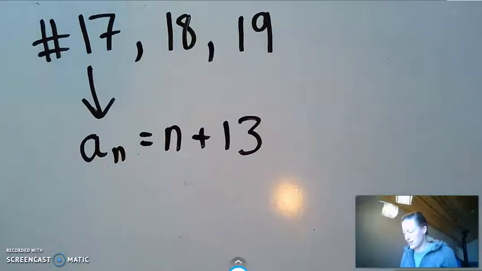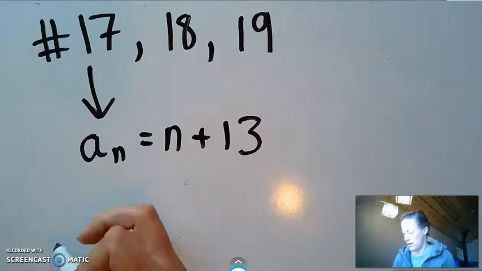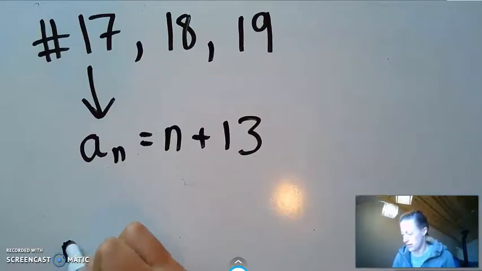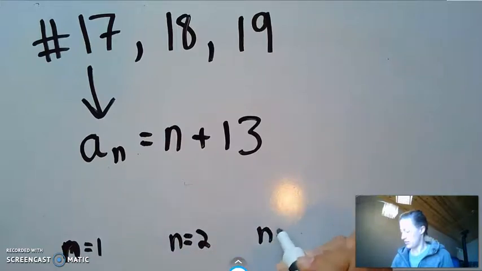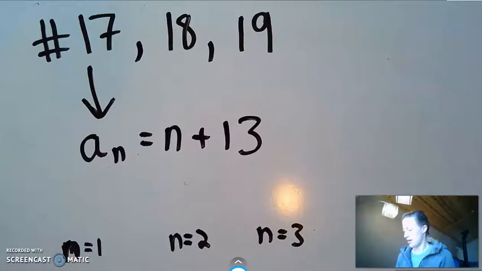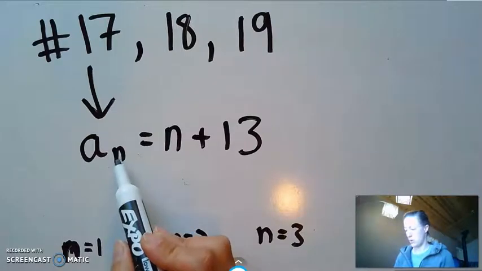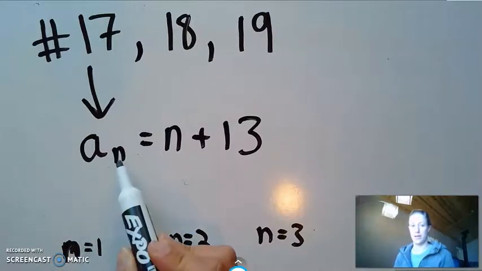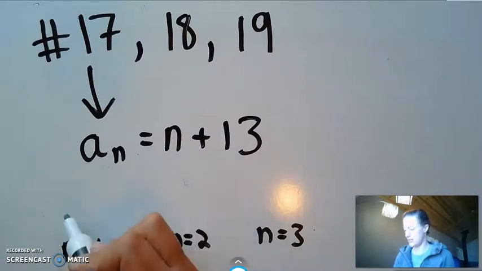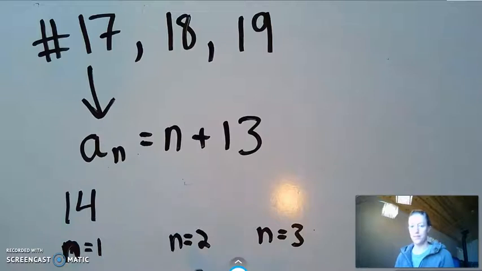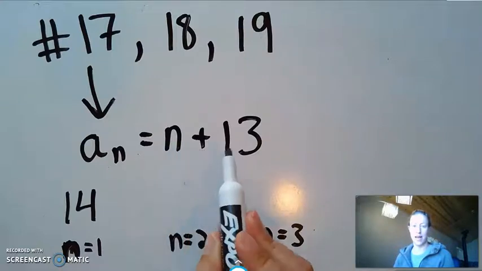And so let's start making a little table. So when n is 1, when n is 2, and let's do another one just so we can see if there's a consistent pattern going on. So to get a sub 1 when n is 1, we take n, which is 1 right now, and we add 13. So that gives us 14. To get a sub 2, the second term, we'll take n, which is 2, and add 13.